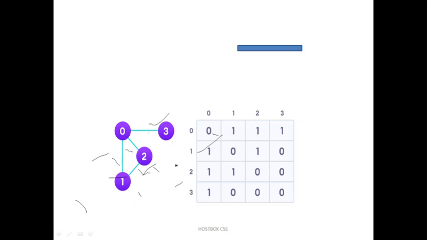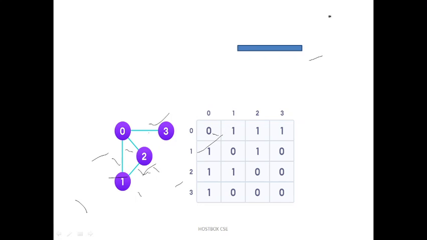Then 2 to 0. 2 to 0, what is there here? 2 to 0, yes, connection is there. I can write 1. And then 2 to 1, also connection is there, you can write 1. And then 2 to 2 not possible, so 0. And similarly 2 to 3, no connection, so 0. At last 3 to 0, yeah, edge is there, you can write 1. And 3 to 1 no connection. See the diagram. And 3 to 2 no connection, so 0. And 3 to 3, 0.